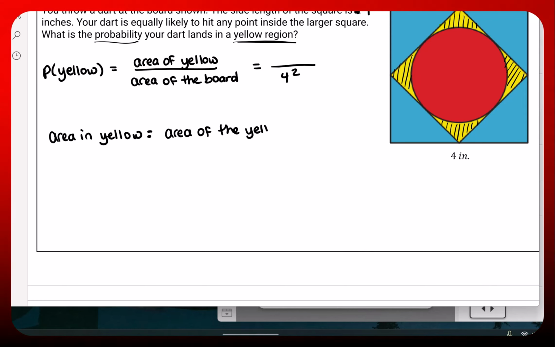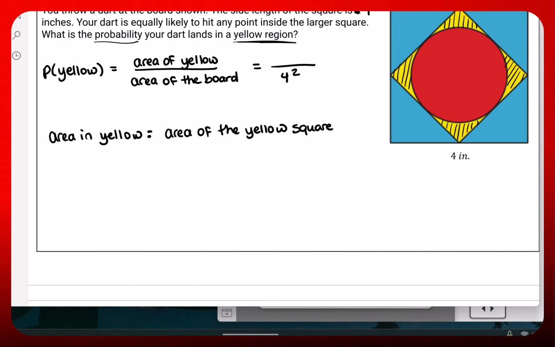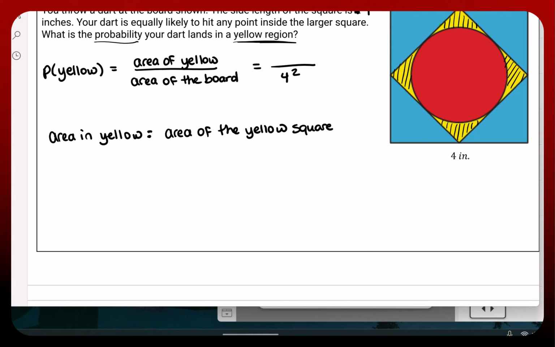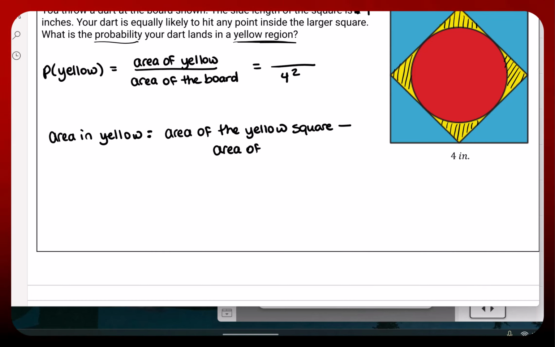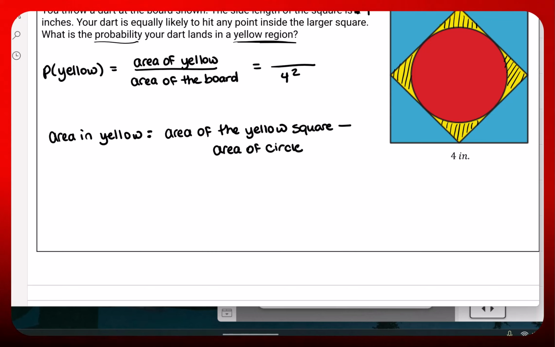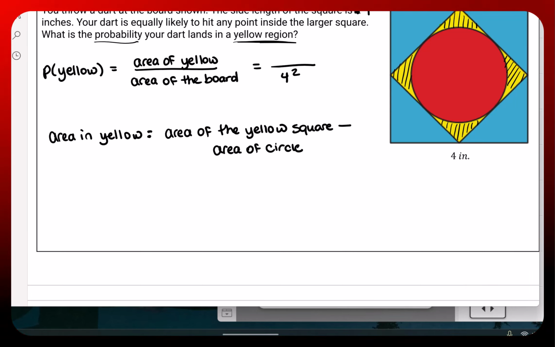of the yellow square, but the whole square isn't yellow, correct? There is a big red circle right in the middle of it. So I don't want to count any of the red part. So if I don't want the area of the red circle, what do I need to do mathematically to get rid of it? Subtract it, absolutely. So I'm going to subtract the area of the circle. So it's very similar to what we just did, okay? But what makes this problem more difficult is that I don't know the radius of the circle. We're going to have to find it, okay?